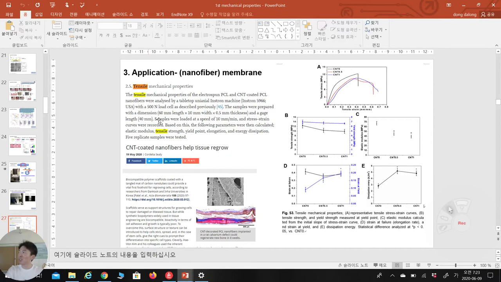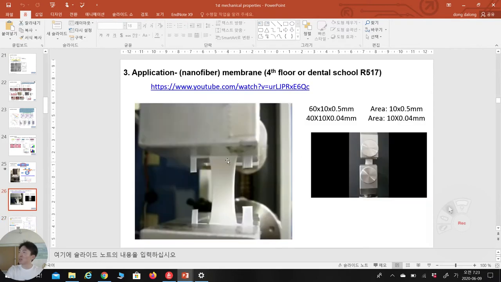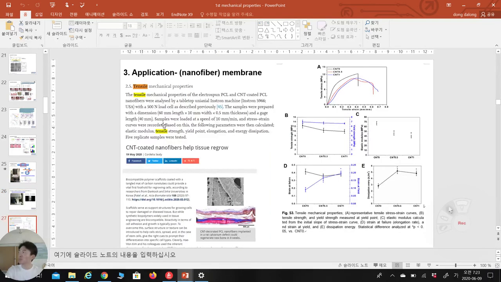And gauge means that even though the total membrane is 60, you can catch this membrane at 40 as the initial length. And from that point, you can stretch it out. And then the speed is 10 millimeter per minute. I'll explain later. Anyhow, you always have to write down the speed of the instrument, because depending on the speed, the strength can vary. Okay.